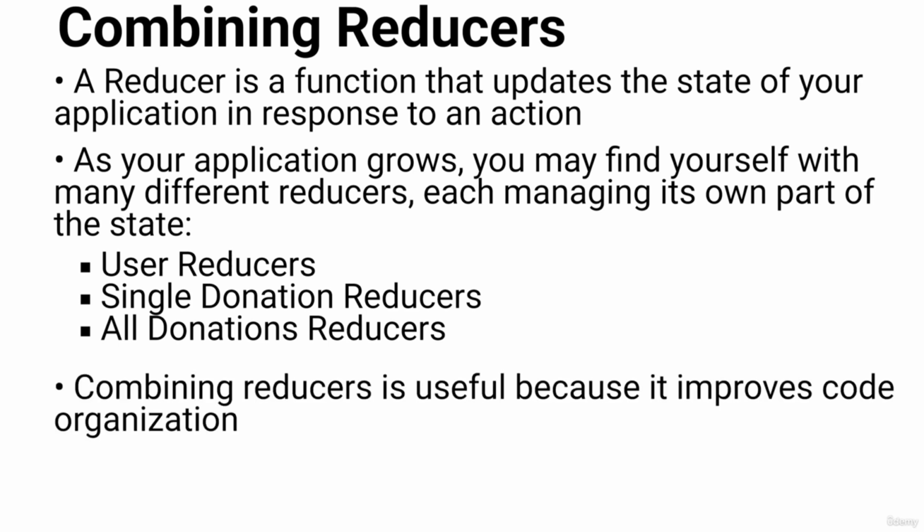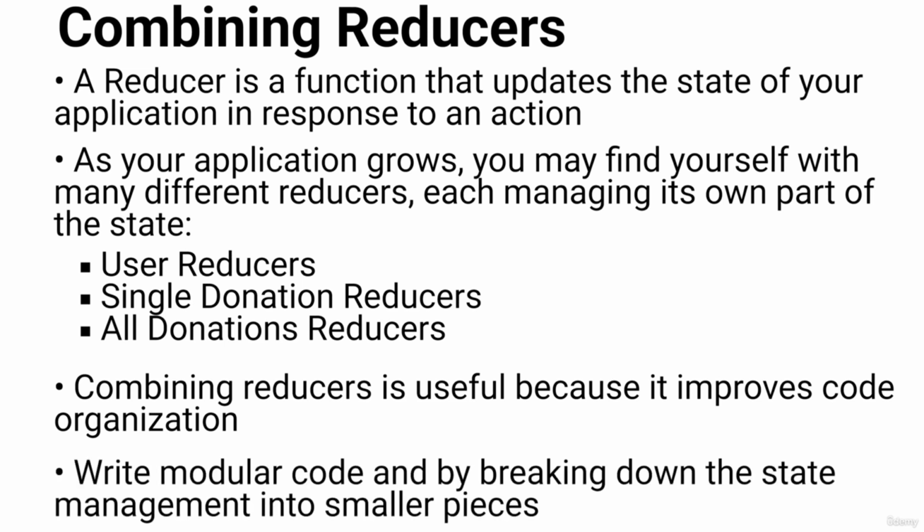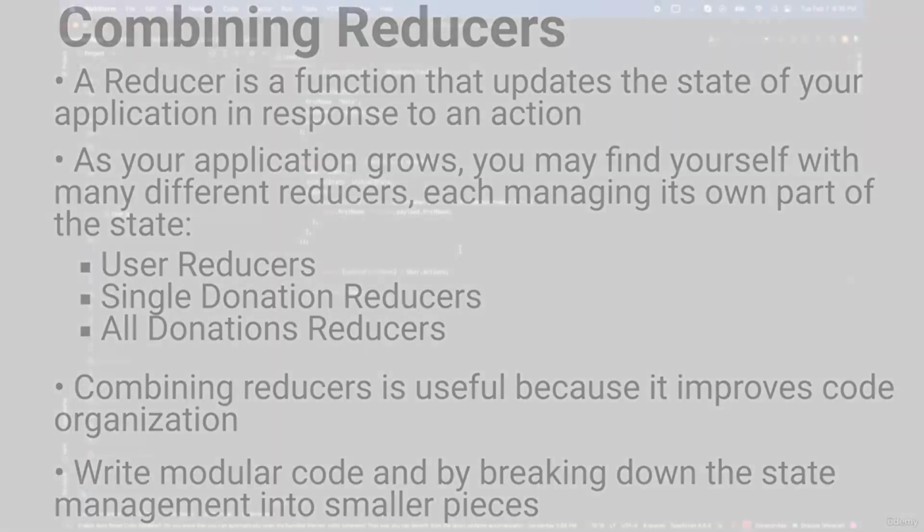And combining reducers is useful because it improves your code organization. And with multiple reducers, managing different parts of the state will be easier and your code will be easier to understand and maintain. Also, you will write more modular code, and by breaking down the state management into smaller pieces, you can write more modular and reusable code. And it offers you better scalability because as your application grows, you can add new reducers to manage new parts of the state, making it easier to scale your application.